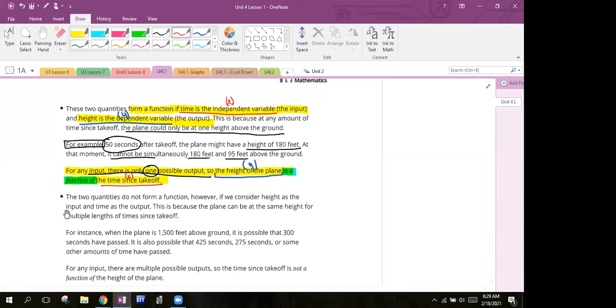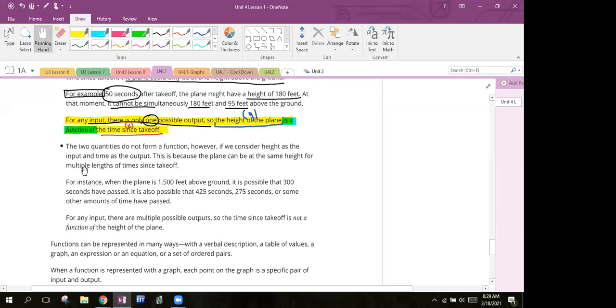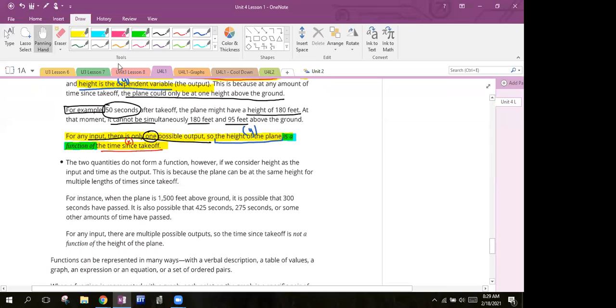Okay, so now we've come to this one. It says the two quantities do not form a function, however, if we consider the height as the input and time as the output. Okay, so now we're switching them. Well, why does time always have to be the input? Well, we're about to prove it.